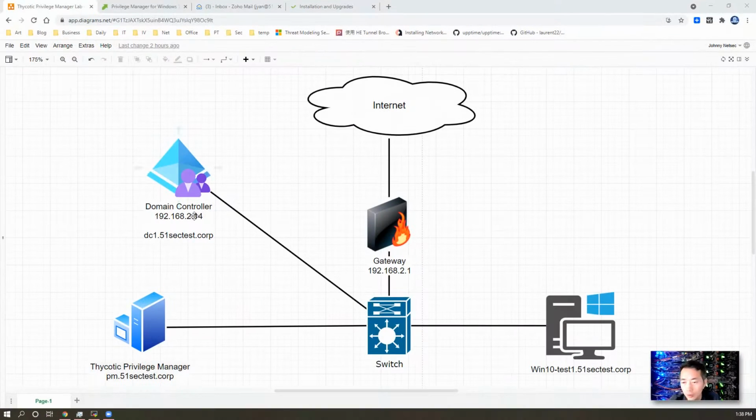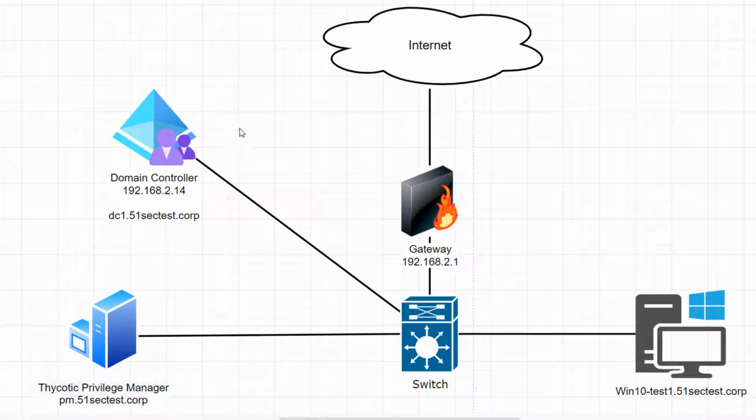Let's take a quick look at the diagram for this Privilege Manager lab. We have our gateway 192.168.2.1 to go to the internet. We have our domain controller, which has been configured at 192.168.2.14. We also have our Privilege Manager server and the Windows 10 test machine. We're gonna install Privilege Manager on this machine.